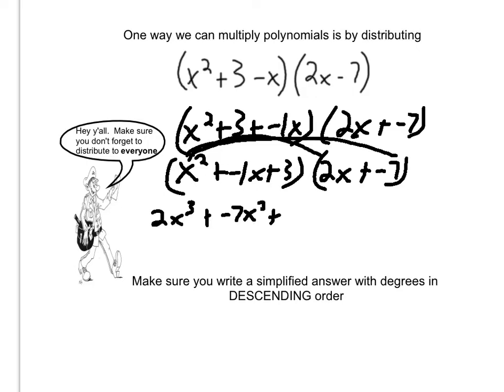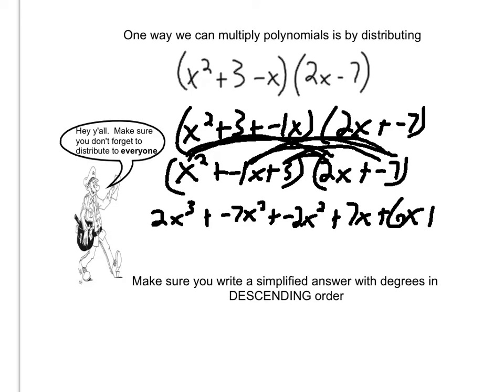Plus, and we're going to keep going, we're going to distribute this one to the other two. So negative 1x times 2x, that's negative 2x squared. Plus negative 1x times negative 7 is positive 7x. Plus, then we have to keep going. 3 times 2x is 6x. And 3 times negative 7 is negative 21.